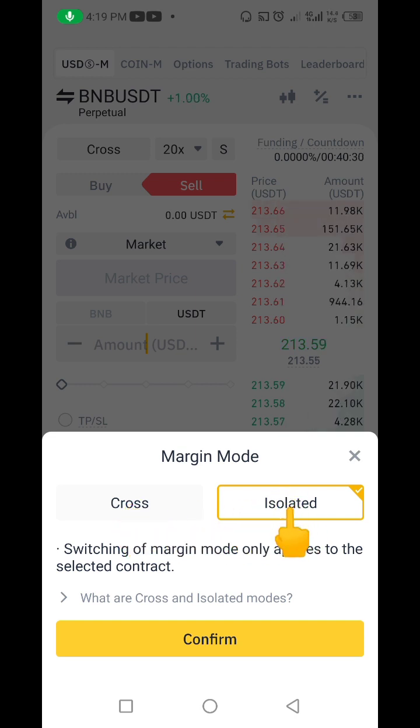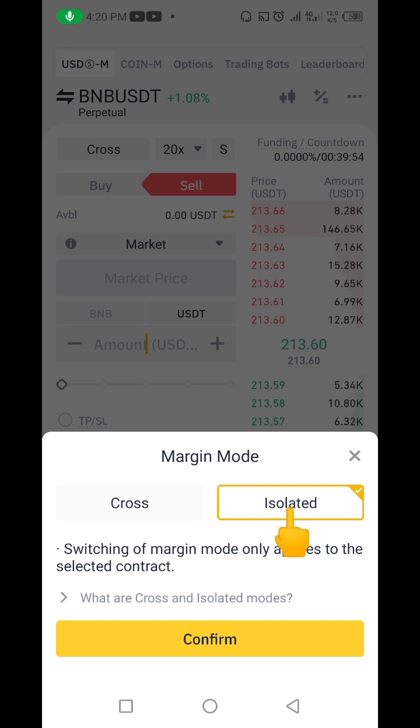Now Isolated margin means that the amount of money that you put into that trade is what you are going to be losing on this particular trade. So let's assume you put in $100 into your futures account, and you decide to take that trade with just $100. Or let's assume you decide to take the trade with just $80. Now it's only $80 you're going to be losing.